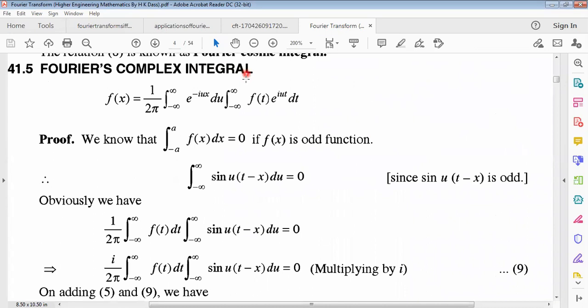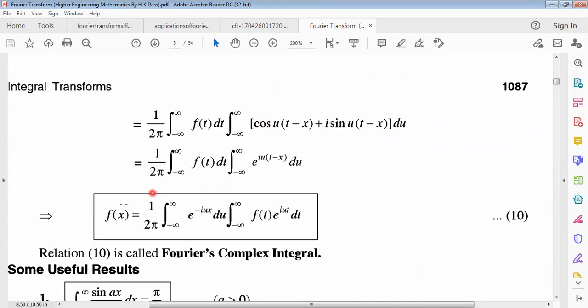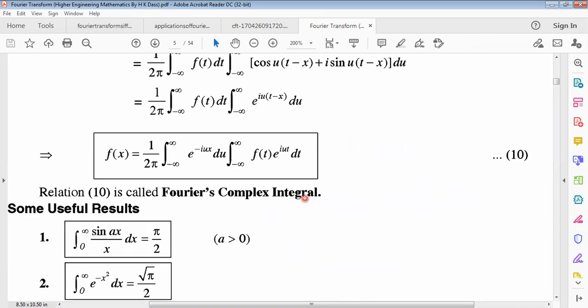Now this is the Fourier complex integral of the Fourier integral theorem, just representing the sine and cosine functions in exponential form. This is the Fourier complex integral formula.